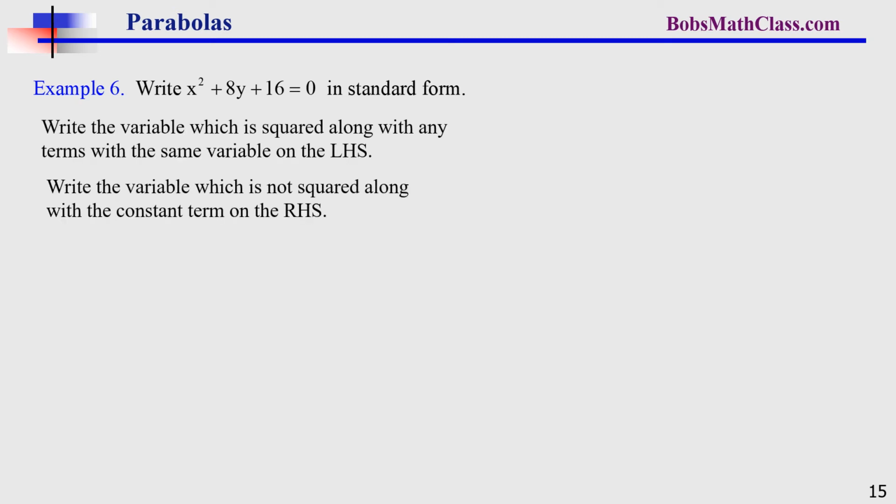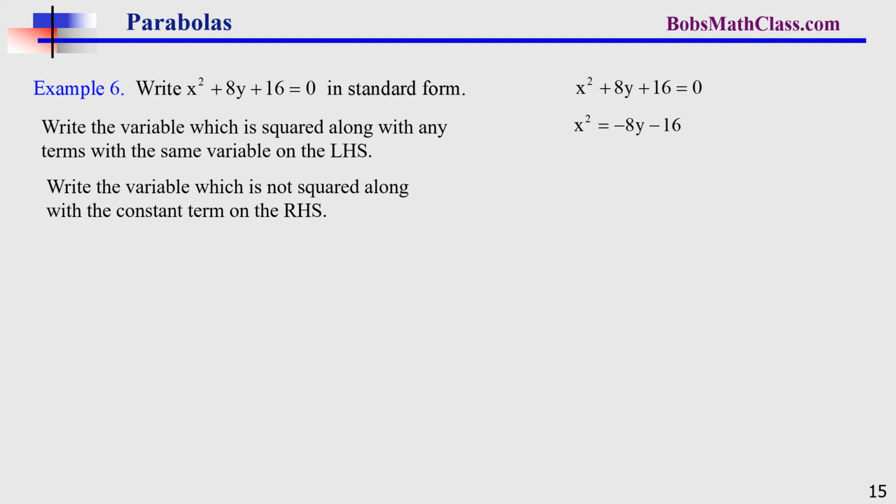Okay, so write the variable which is squared along with any terms with the same variable on the left-hand side, and write the variable which is not squared along with the constant on the right-hand side. Okay, so that gives us x squared equals negative 8y minus 16. Now there's no other x term, so we're not going to have to do any completing the square.